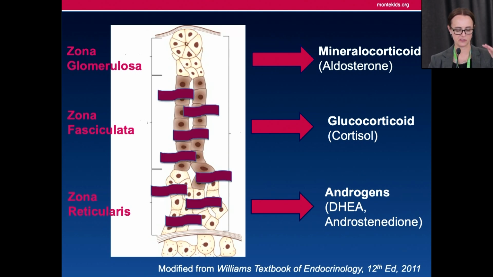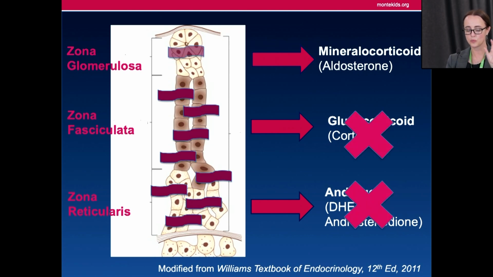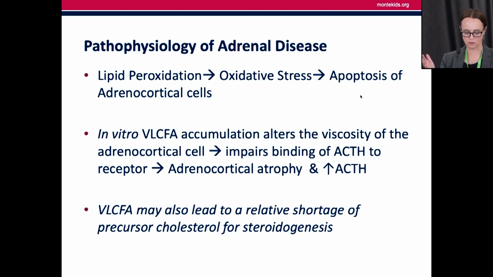So these very long chain fatty acids get integrated into the adrenal cortex, primarily into the 2 zones that make cortisol and the androgens, and interfere with the production of those. They also will get into the other zone, the glomerulosa zone, and cause problems with how you hold on to salt, but that's not quite as common as the others. And we'll talk about the typical progression in a few minutes.